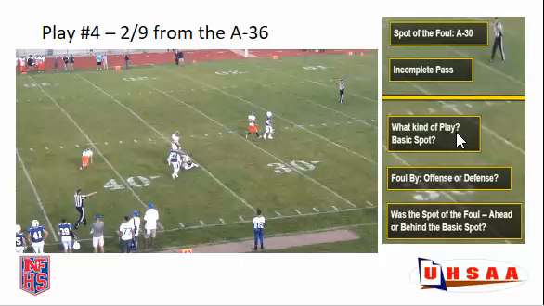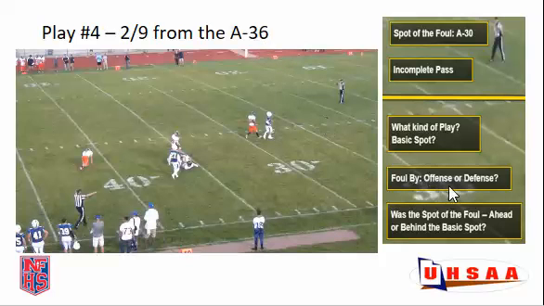Well, even though the quarterback still has the ball in his possession when the foul occurs, this is actually a loose ball play as defined by the rules. Now you need to go back to your rule book and look that one up and understand why it's a loose ball play. So as a loose ball play, where is the basic spot? It will be the previous spot.